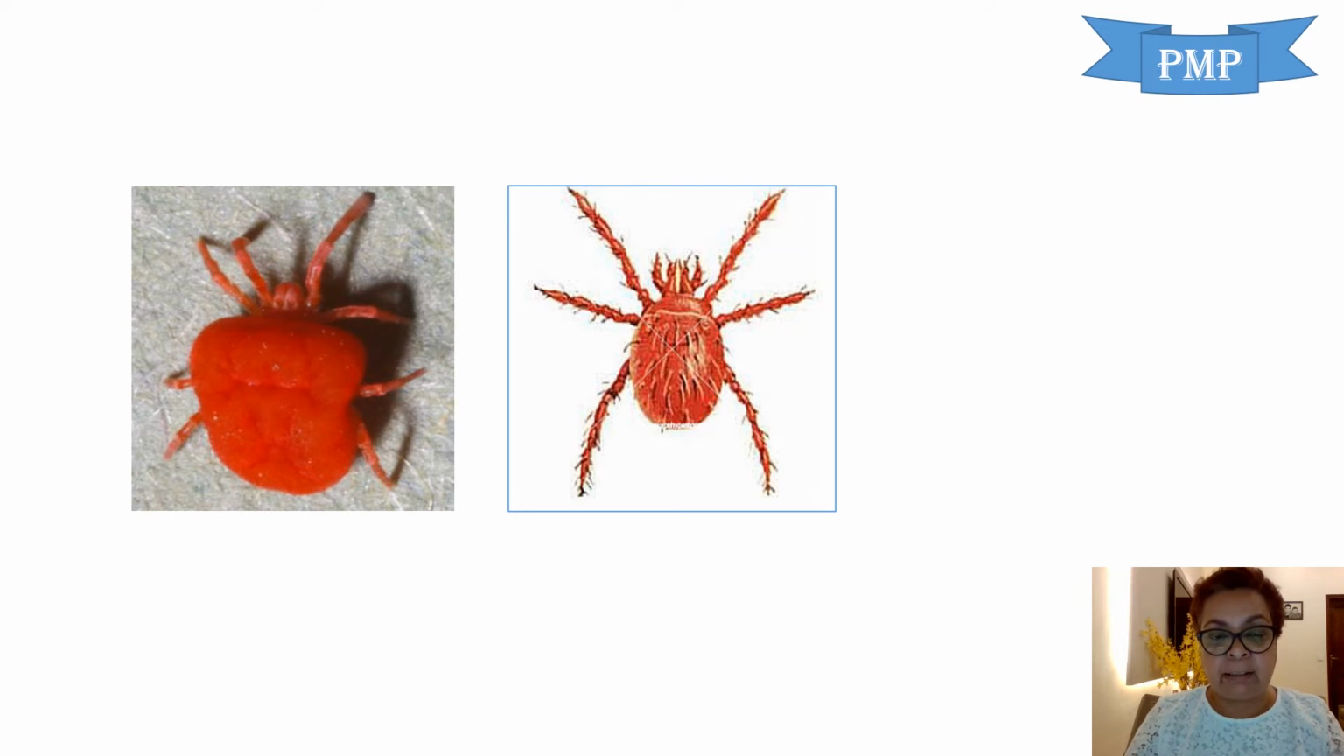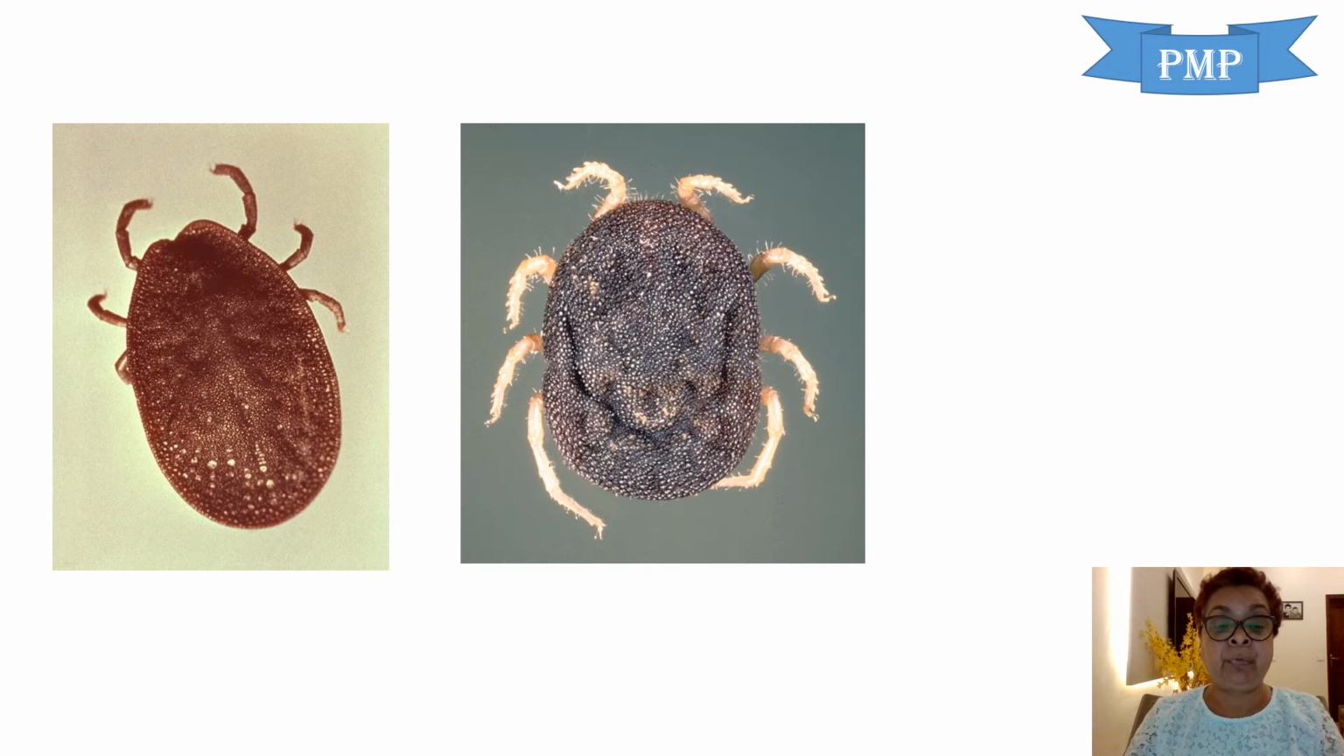So now in the next few slides, I'm going to be showing some images of the various vectors of some important human diseases. This is the chigger: on the right hand side, the illustration is there, but the actual live picture is on the left hand side. This is the chigger of trombiculid mite. Now let's see some more pictures.